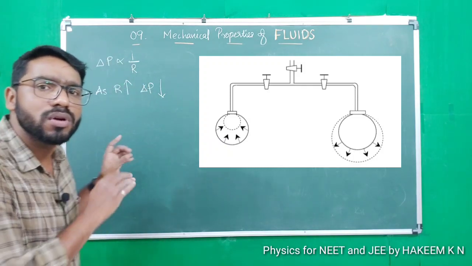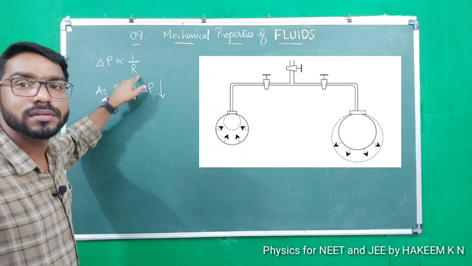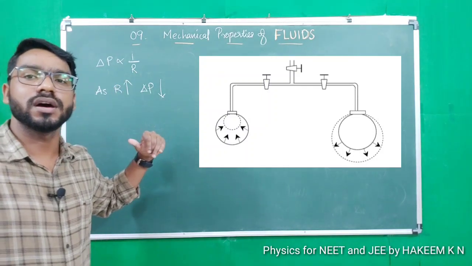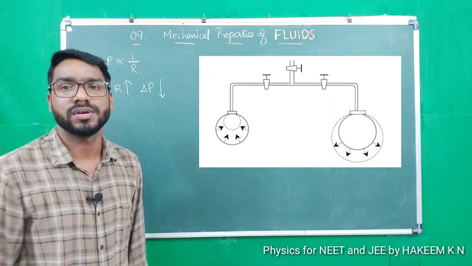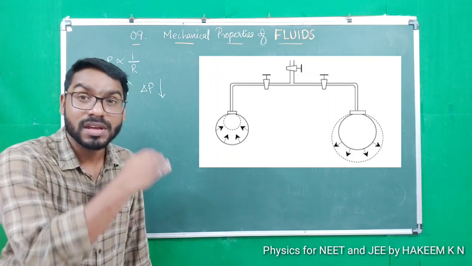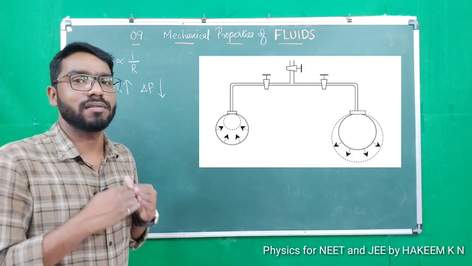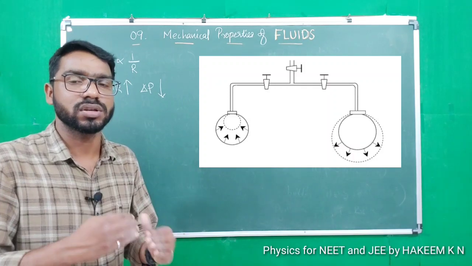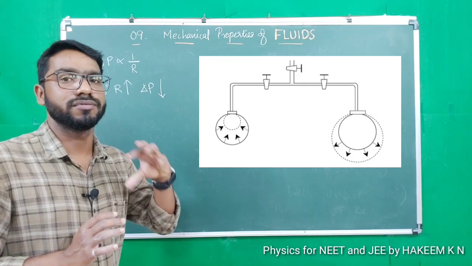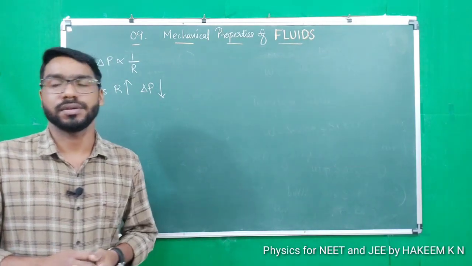So pressure is small in the bigger bubble because its radius is larger, and pressure is large in the small balloon. So air will rush from the smaller balloon to the bigger balloon, because air will flow from higher pressure to lower pressure.